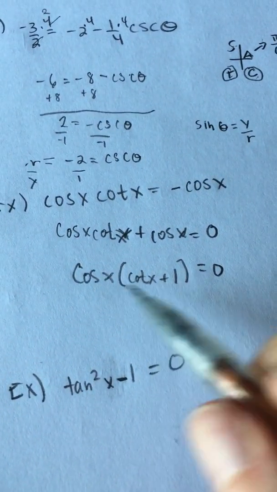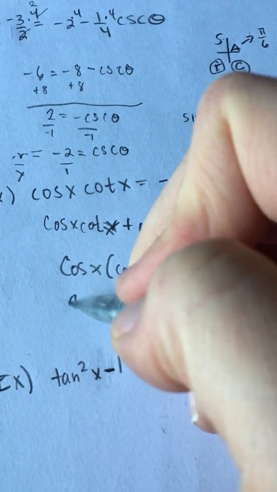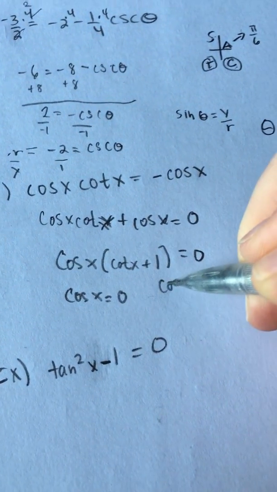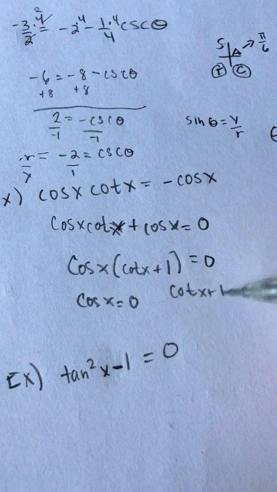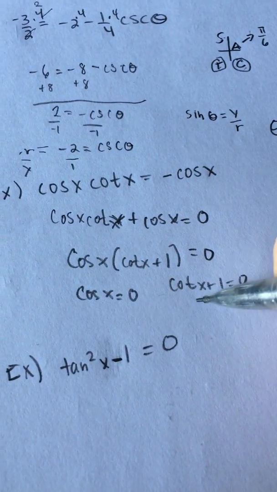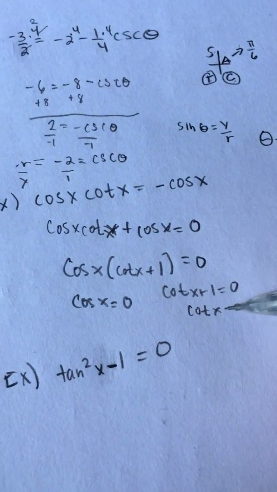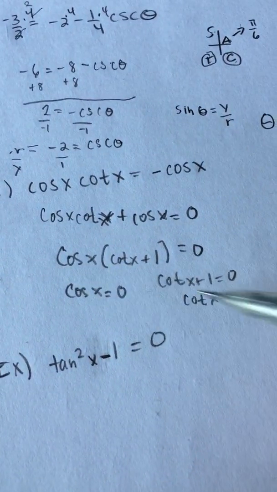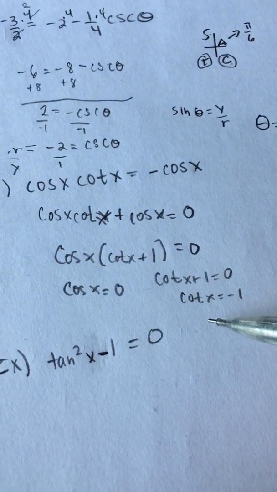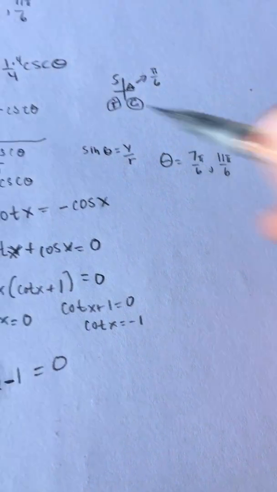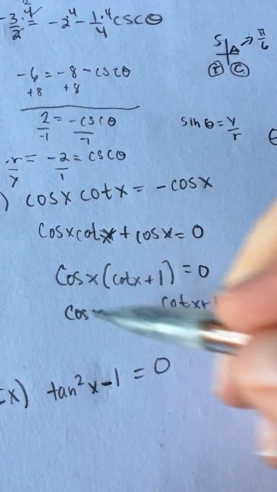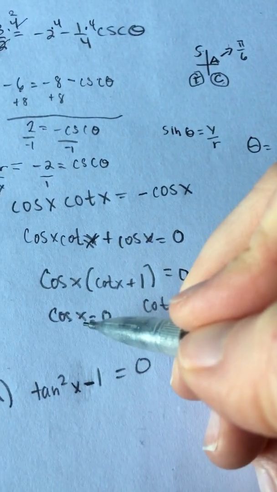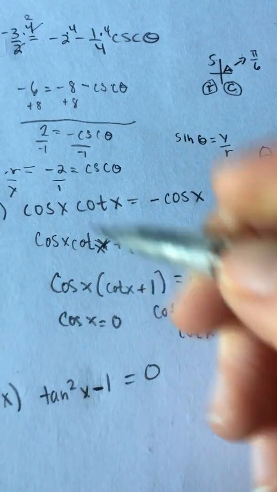So I can now use the zero product property to say I need to find cosine x equal to 0, cotangent x plus 1 equal to 0, subtract over the 1, get cotangent x equals -1. Now I need to find angle measures for both of these, so I can have more than just two angle measures that I give. And x is the same as theta, so now I'm just saying I need to find what angle measures have a value of 0 for cosine.